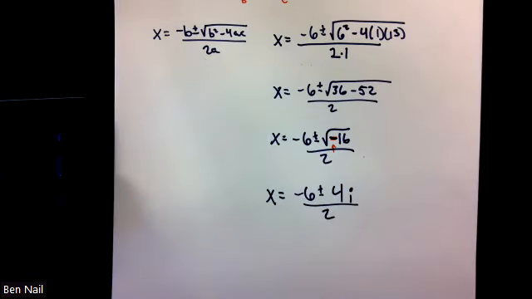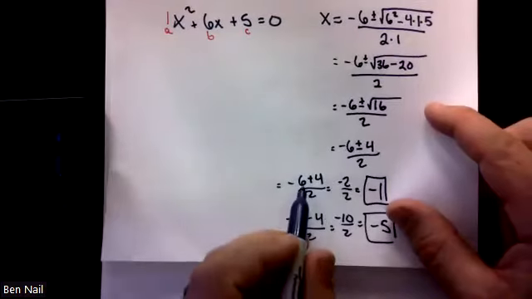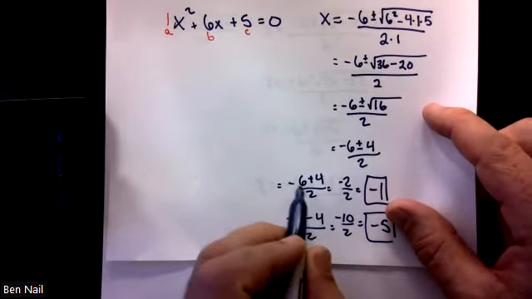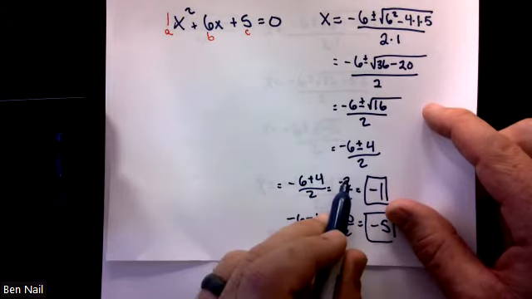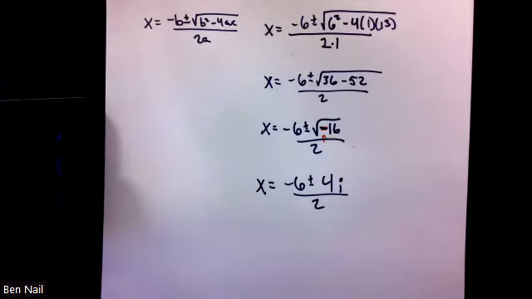And this would be my solution. Now, remember, before, because these are all whole numbers, we can simplify this. Negative 6 plus 4 is negative 2. Negative 2 divided by 2 is negative 1.